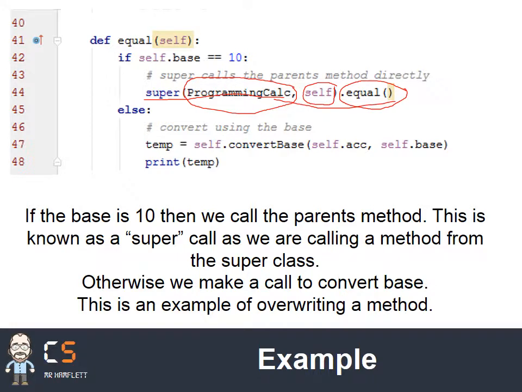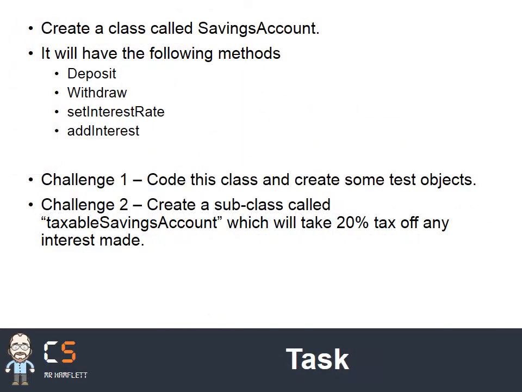So super will call the methods from the superclass or the parent class. So rather than having to write out the code that's in equals, I just simply call it. Now I'm aware that the equals method was really, really simple. I've included it to give you a concrete example of how super works. In order to properly understand inheritance, it's best to actually do some coding in it.